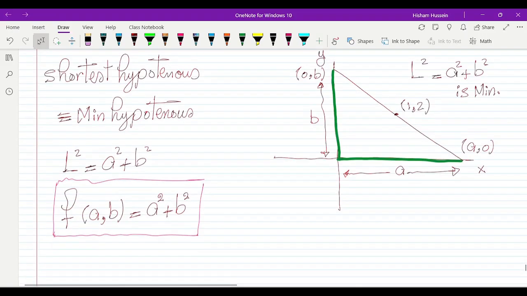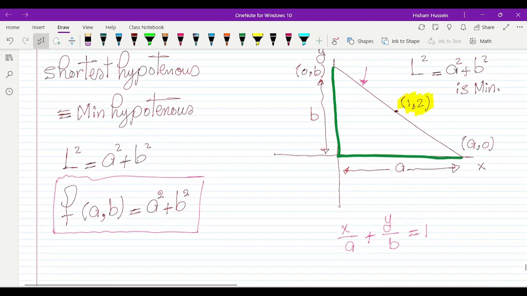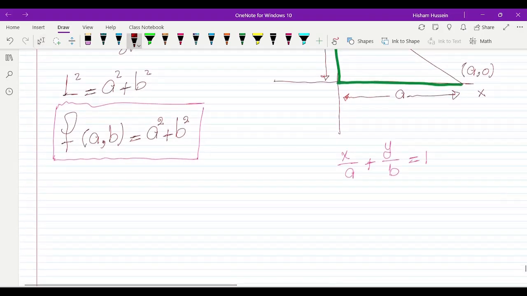How come? The equation of this line, which is passing through the point (1, 2). The general equation for this line is x over A plus y over B equals 1, where A and B are the intercepts with the x and y axes. But at the same time, this line is passing through the point (1, 2). So this means that the point (1, 2) satisfies the equation of this line. So for x equals 1 and y equals 2, this equals 1.